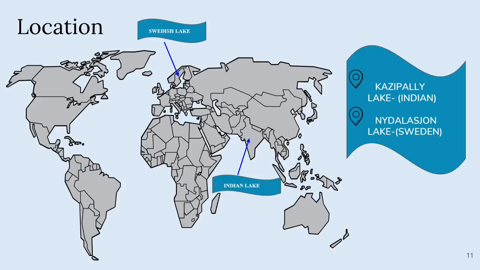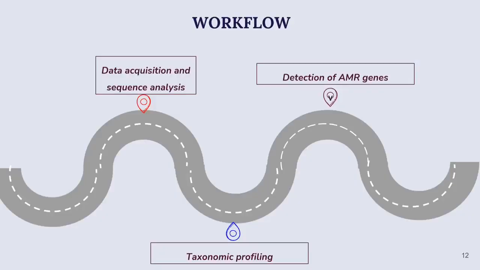First, Kazipalli Lake in Patancharu region, close to Hyderabad in India, which was polluted by direct dumping of waste from pharmaceutical production. Second, Nyadalason Lake, which was close to Umeå in Sweden. This was analyzed in a directly comparable way. The Sweden lake is a healthy lake with viable populations of fish, insects, and other fauna. It is used for recreational and swimming activities in summer, and it does not receive any direct discharges of sewage or industrial waste. Now let's get to our workflow.